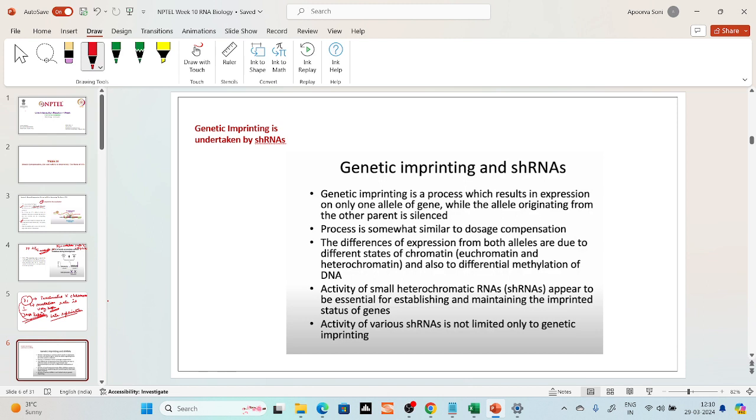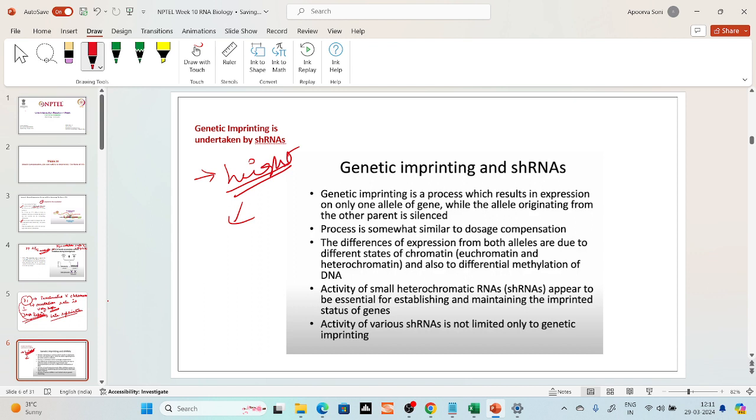About genetic imprinting, we have studied a little bit in the previous class also. What is genetic imprinting? It is a process which results in expression of only one of the alleles of a gene, while the other allele originating from one of the parents is silenced. We all know that for most of the genes, there are two alleles.